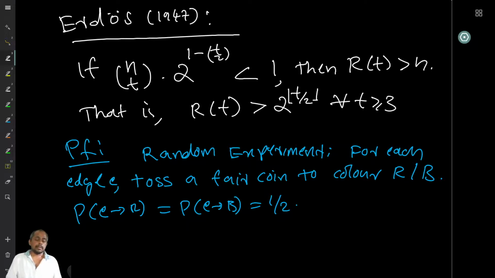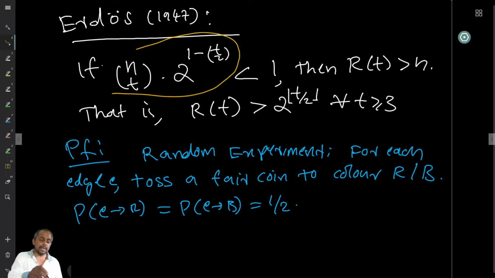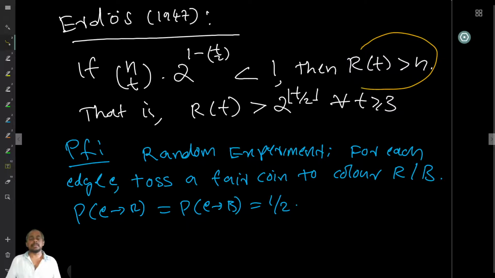Okay. So here is the idea. Erdos stated the following theorem. He said that suppose n choose t, which is the number of t element subsets of n, times 2 raised to 1 minus t choose 2, right? T choose 2 is the number of edges in a complete graph on t vertices, right? So 2 raised to 1 minus t choose 2 times n choose t is strictly less than 1. Then the Ramsey number R of t is larger than n.